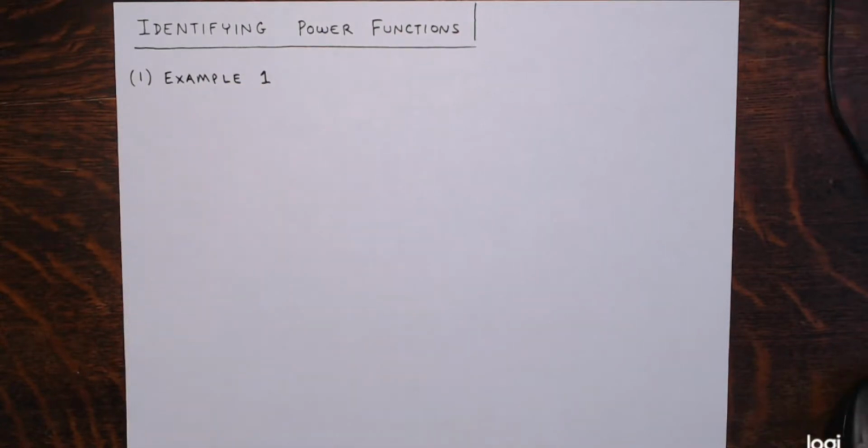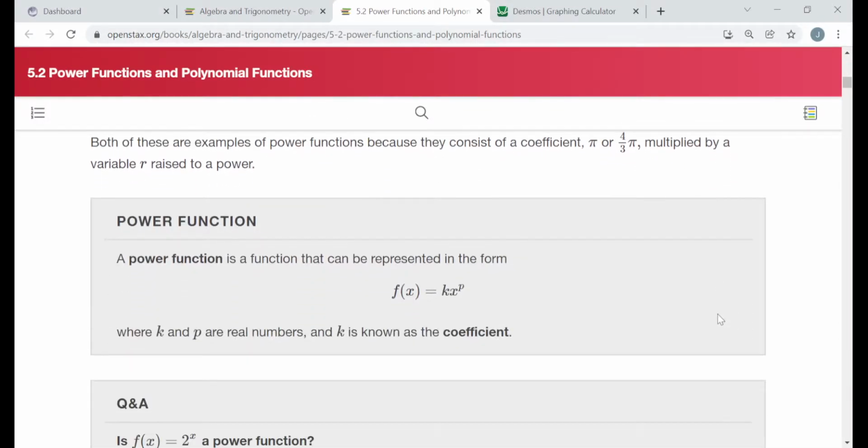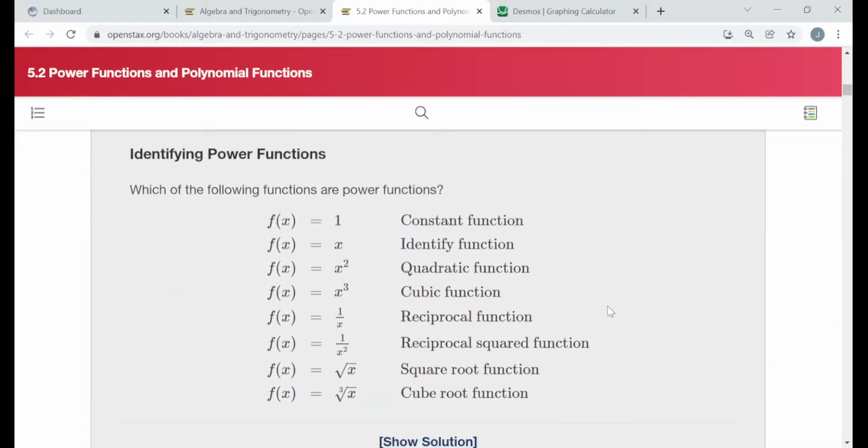Right, so let's take a look back at the text. Again, you got some reading to do in their definition of a power function. It's just a single term expression with a real number times the input variable to a real number power. That's it. Alright, so example 1, just identifying power functions. Which of the following functions are power functions?